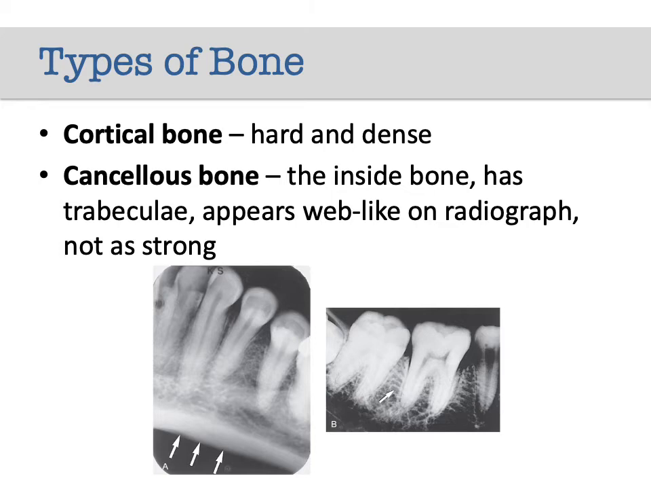Let's review the types of bone. Cortical bone is very hard and dense. Cancellous bone is the inside bone. It has what are called trabeculae. When you look at a radiograph, these trabeculae appear like very web-like little structures of bone. The cancellous bone is not as strong as the cortical bone because it is more porous and it has holes inside of it.